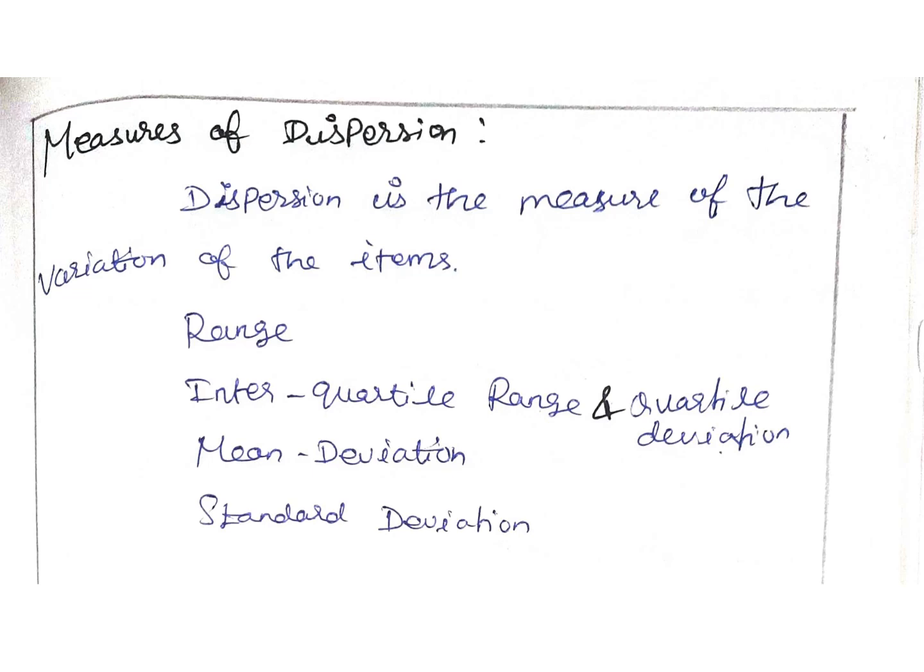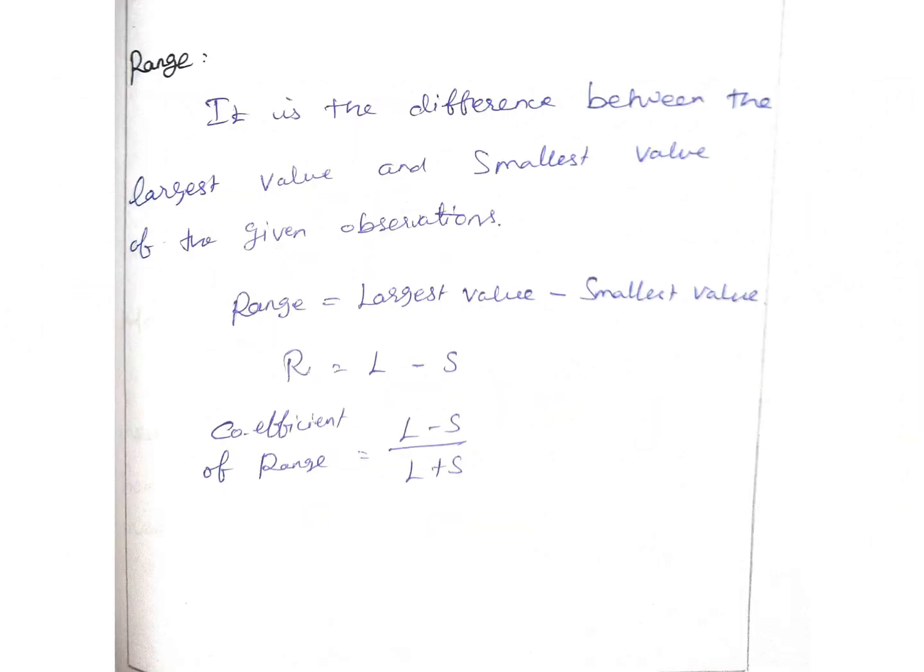Next, measures of dispersion. Dispersion is the measure of the variation of the items. The important methods of studying variation are range, inter-quartile range, mean deviation, and standard deviation. The range is the simplest measure of dispersion. It is the difference between the largest and smallest values of the given observations. Its measure depends upon the extreme items and not on all the items. It does not tell us anything about the distribution of values in the series relative to a typical value.